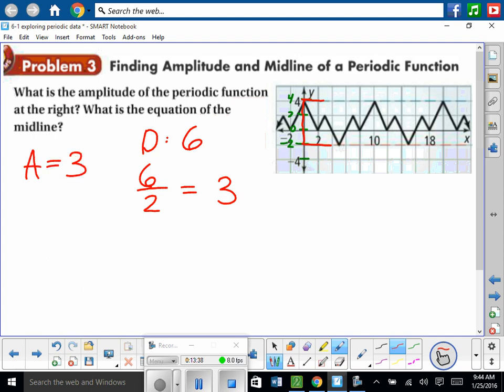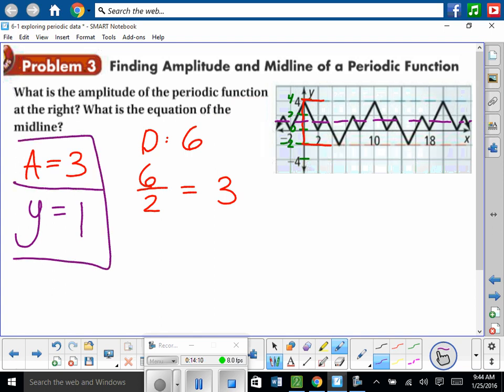So then I say, well, where does my midline go? Well, let's see. Our highest is 4. We know the midline is 3 down from the amplitude. So I'm at 4. I'm going down 1, 2, and 3. So my midline is going to be right here. And that would be at what y value? What is 4 minus 3? 1. So it's at y is equal to 1. So my amplitude is 3. My midline is at y equals 1. Do you see how to do that?